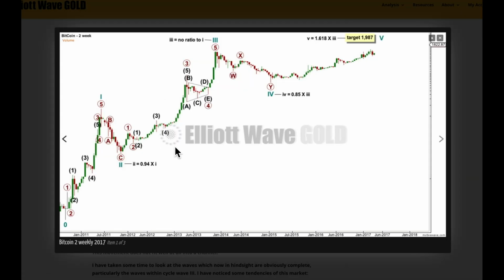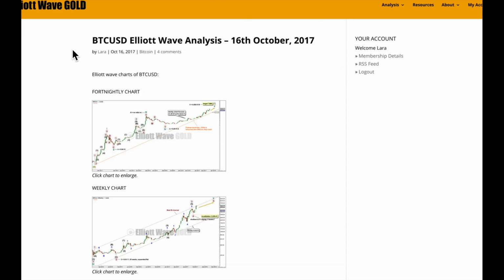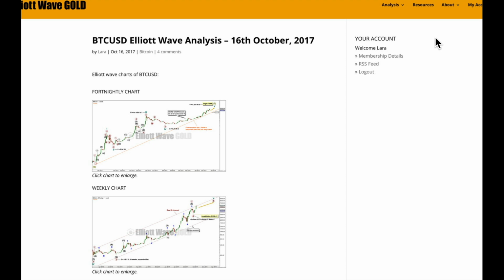So the first target I calculated for that fifth wave was for it to reach 1.618 the length of the third. That was only at 1987. That target obviously was completely blown away as Bitcoin continued way up through that. Next published analysis, 16th of October 2017. I'm using a bigger Fibonacci ratio now. This is still mathematically correctly a Fibonacci ratio. And I'm calculating now for the fifth wave to reach 6.84 the length of the third wave at 7866. And obviously that was also blown away.